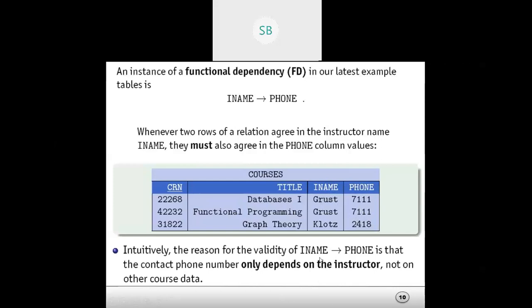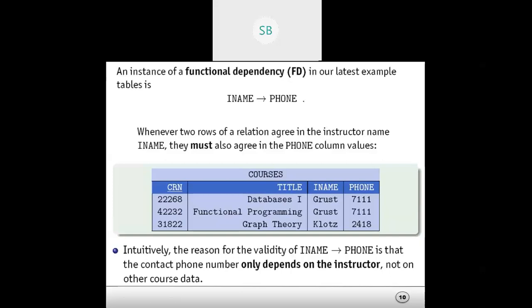The reason for the validity of I name uniquely determining phone is that the contact phone number only depends on the instructor, not on other course data. Right? The instructor name will be the same, whether I may be teaching you DBMS, software engineering in some other class, or cloud computing in other classes. The course names are different, but I am the same person. My name is the same, and my phone number will also remain the same. So that is the dependency.